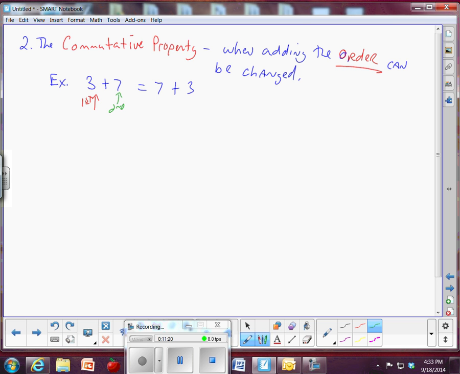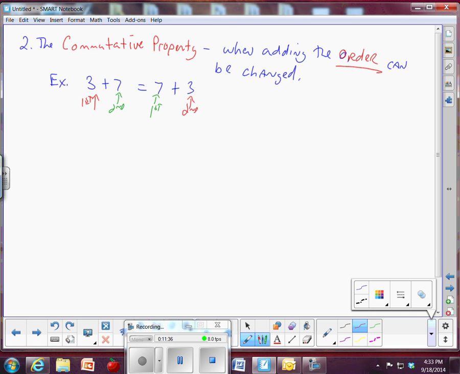Now the 7 is first, right? And the 3 is second. We've changed the order. And so that's what the commutative property tells us we can do. It says when adding, you can change the order.